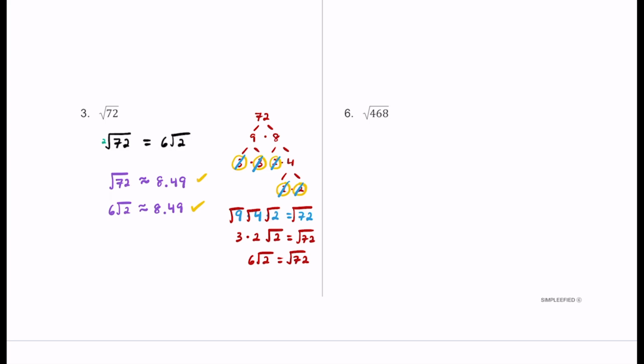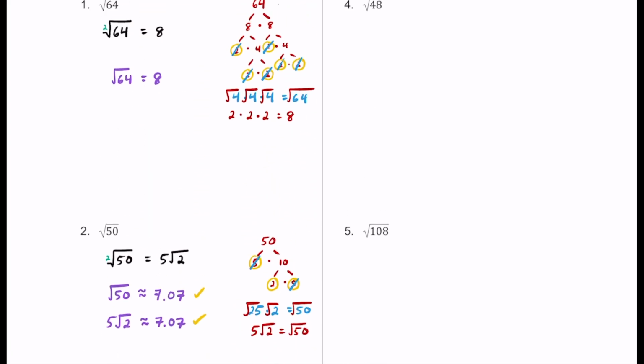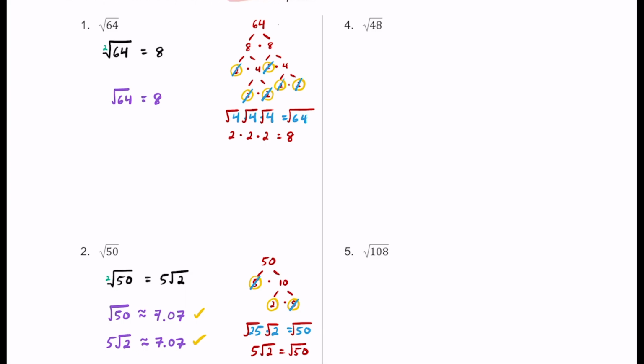And now inside the radical, we have no perfect squares hidden inside of here, and so we know it's fully simplified. For number 4, let's see, we have the square root of 48. Let's go ahead and set that up. So we have root 48. Let's put a little 2 on here. So we're looking for what number times itself, so 2 factors, to get that 48 that have to match.